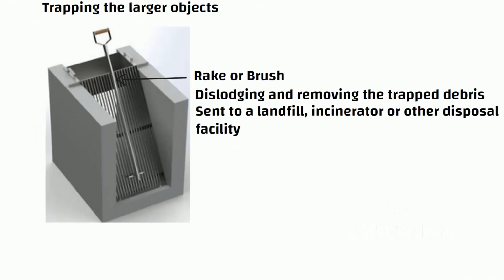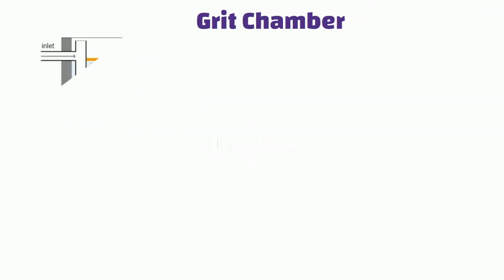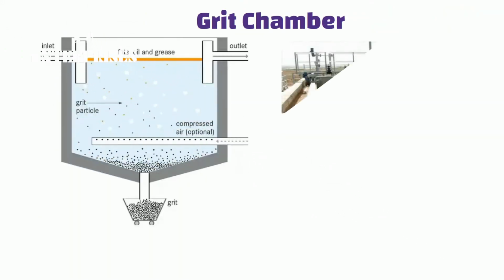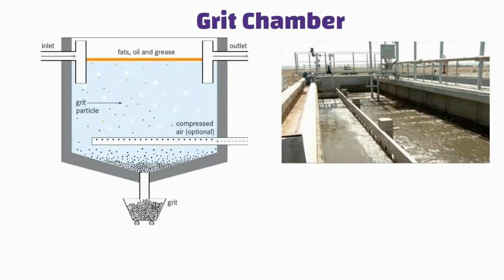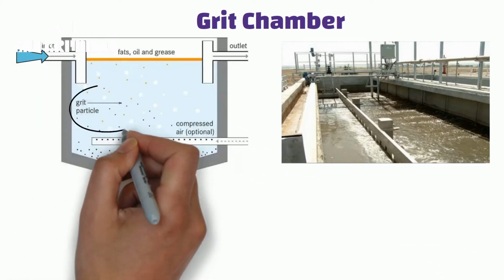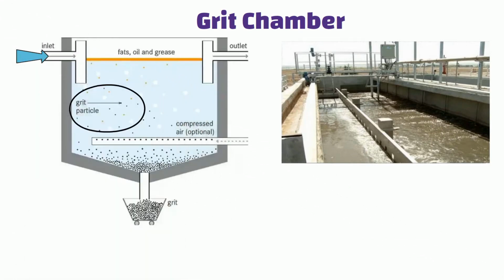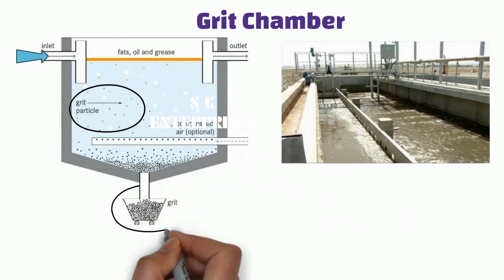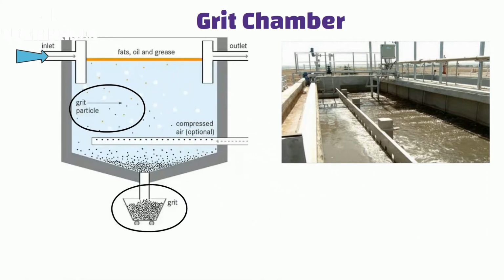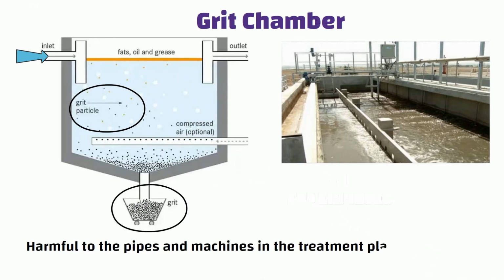Depending on the type of debris, it may be sent to a landfill, incinerator, or other disposal facility. Grit chamber. From the bar screen chamber, the wastewater enters the grit chamber through an inlet pipe or channel. This is where the small bits of solid material that are too small to be removed by the bar screen are removed. These small bits of solid material are called grit, and they can be really harmful to the pipes and machines in the treatment plant if they are not removed.